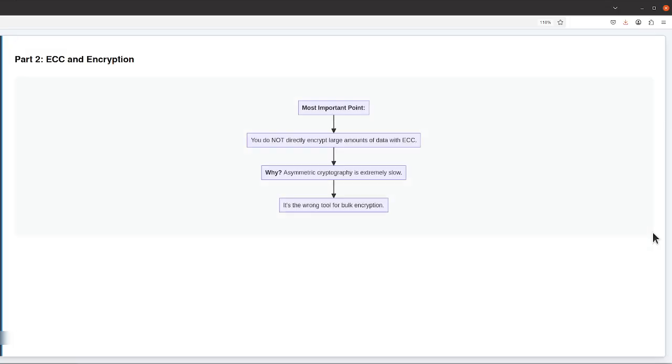ECC and encryption. Now, let's discuss the second major point of confusion: encryption. While it is technically possible to directly encrypt a small amount of data using some ECC schemes, in the real world, you do not use ECC to directly encrypt large messages. The reason is simple: asymmetric cryptography is extremely slow. It involves complex mathematical operations that are orders of magnitude more computationally expensive than the operations used in symmetric ciphers like AES. Using ECC to encrypt a large file would be painfully, prohibitively slow.